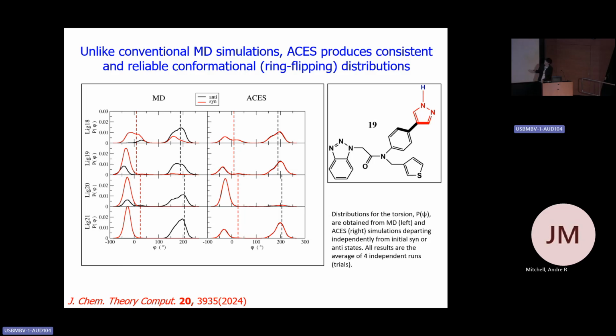But on the contrary, ACES simulation could produce consistent, reliable, and converged conformational distributions for these ring flipping events. So no matter whether you started from red or black, you will always get a very similar converged torsion distribution for all 4 ligands.